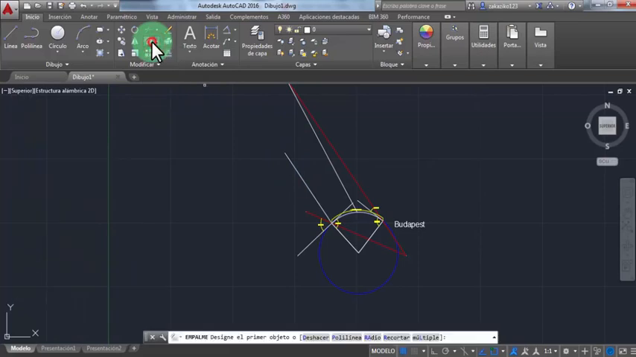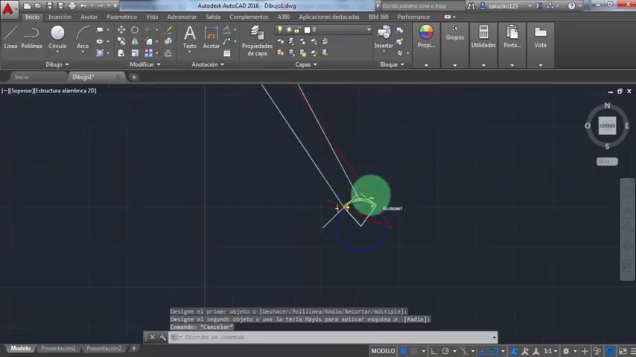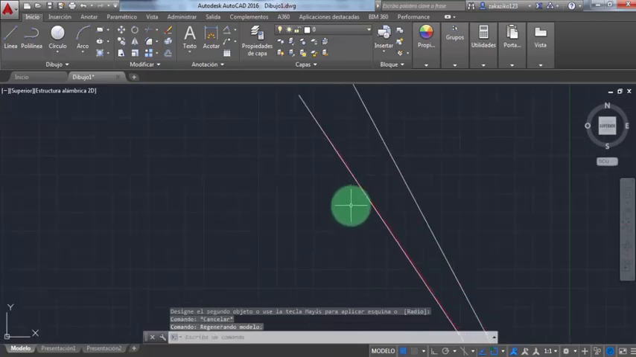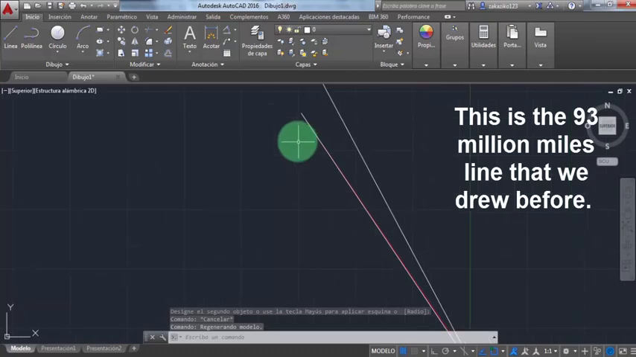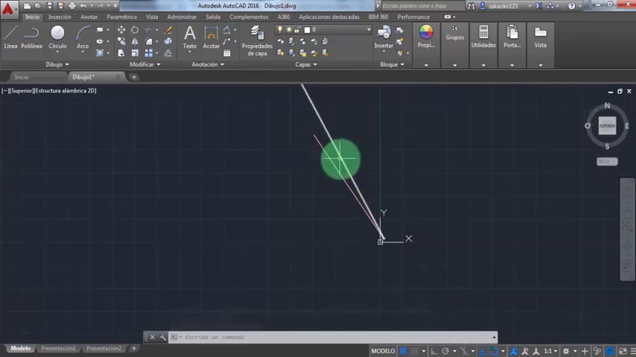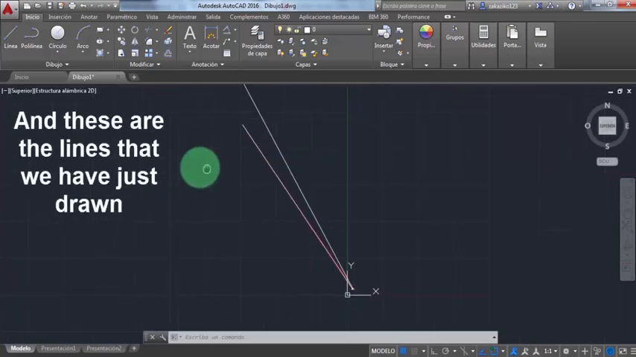This is another angle that I'm making up. It's almost parallel to the other one. Now let's see how far we are going to get. Please don't confuse this long line with the short ones. This is the 93 million miles line that we drew before, and these are the lines that we have just drawn.